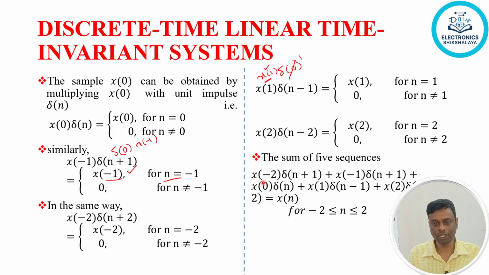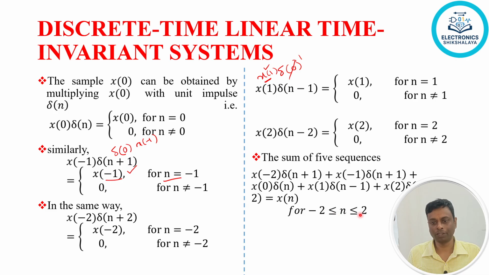X of minus 2 can be obtained by multiplying del of n plus 2. Similarly, x of minus 1 can be obtained by multiplying del of n plus 1. X of 0 can be obtained by multiplying del of n. Similarly, x of 1 can be obtained by multiplying del of n minus 1, and x of 2 can be obtained by multiplying del of n minus 2. So this is our x of n.